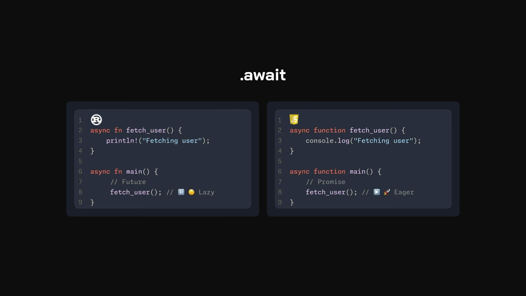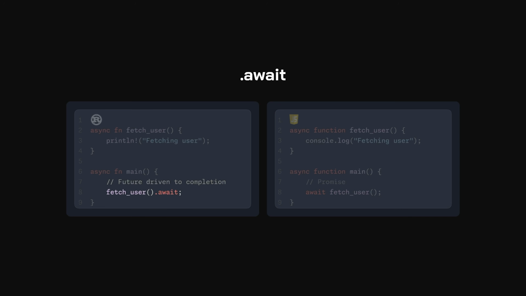Let's first look at await. Here we have our initial example of comparing futures in Rust to promises in JavaScript. Now in JavaScript, we have the await keyword. It allows us to wait for our code to finish at specific points during execution. Luckily for us, Rust also has the same await syntax, which allows us to wait for the result of a future.